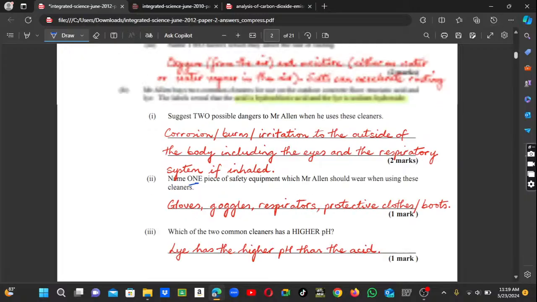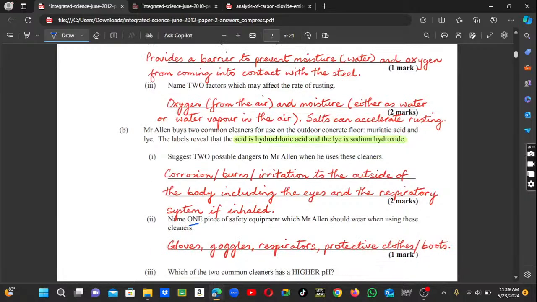And the reason why is, remember guys, we are talking about hydrochloric acid. Hydrochloric acid doesn't have a high pH, because it falls in the range of an acid. But when you're talking about sodium hydroxide, it would be higher in pH due to its intensity levels.